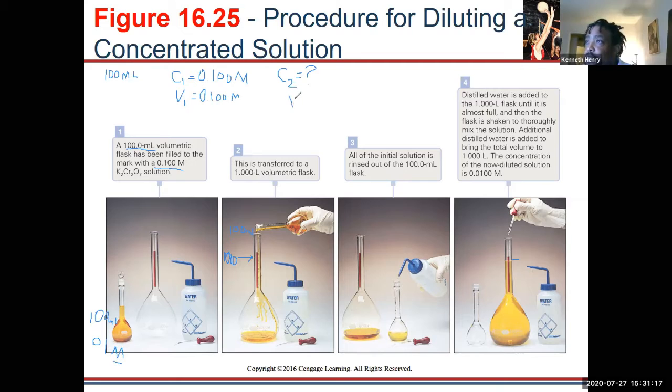And then our V2, which is our diluted volume, that should be liters, sorry. It's going to be 1 liter.